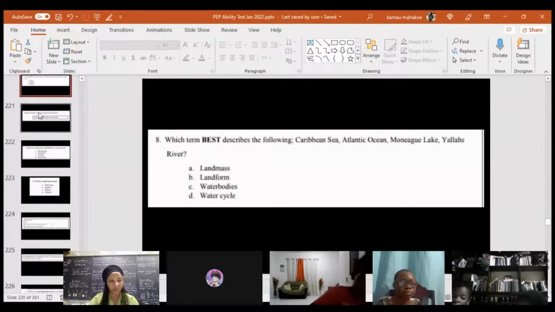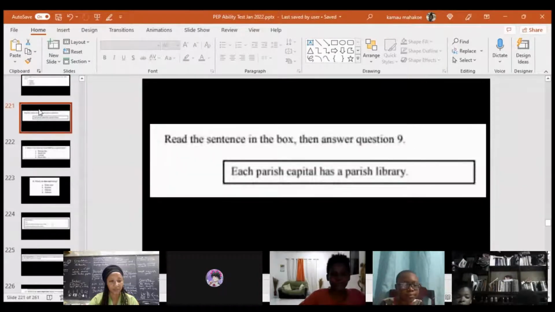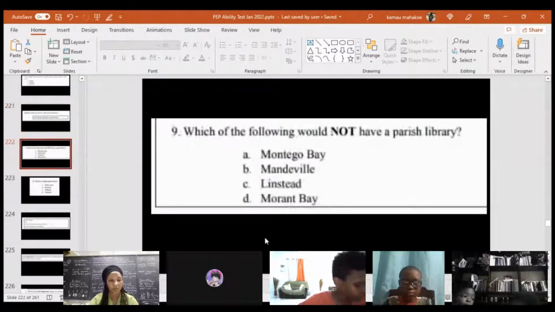Jaden, number 9. Read the sentence in the box, then answer number 9. Each parish capital has a parish library. Continue reading, Jaden.